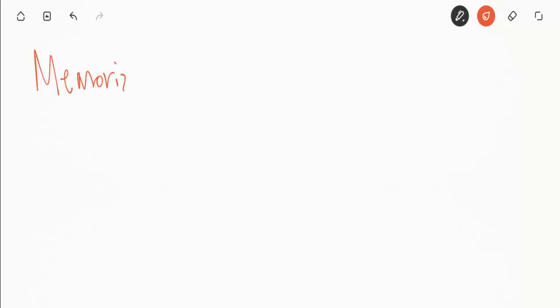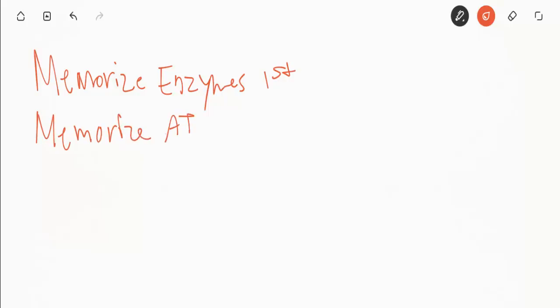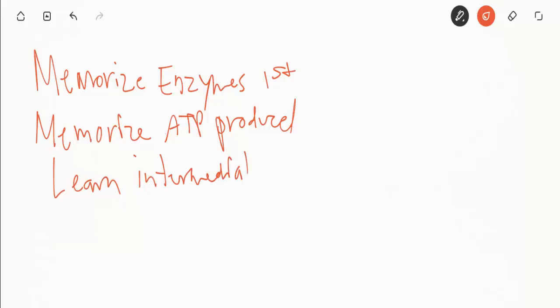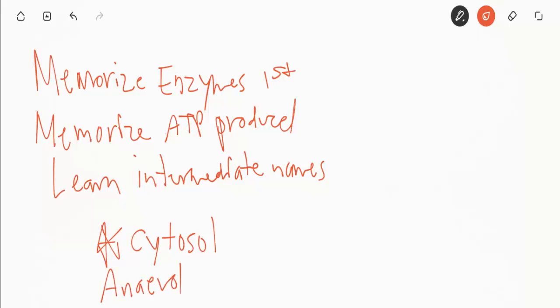Enzymes first, and then I would memorize where ATP is produced and learn intermediate names. And remember, this occurs in the cytosol and is anaerobic, meaning it does not require oxygen to occur.